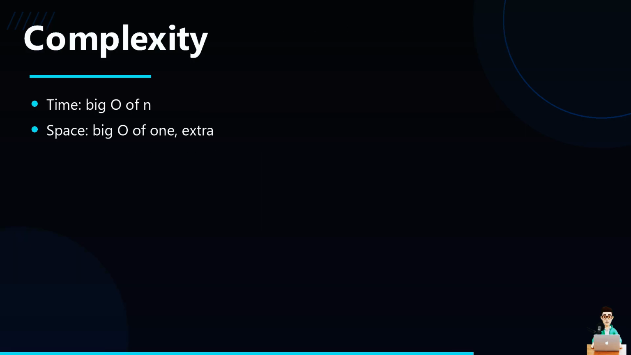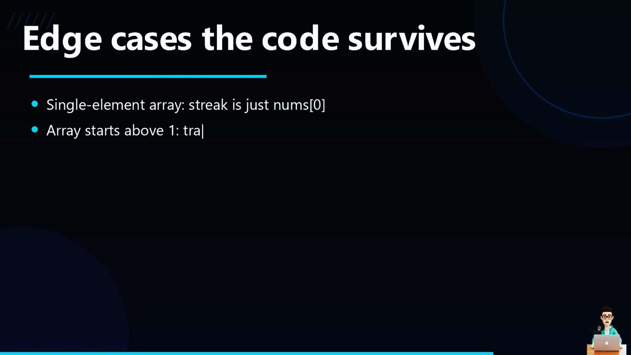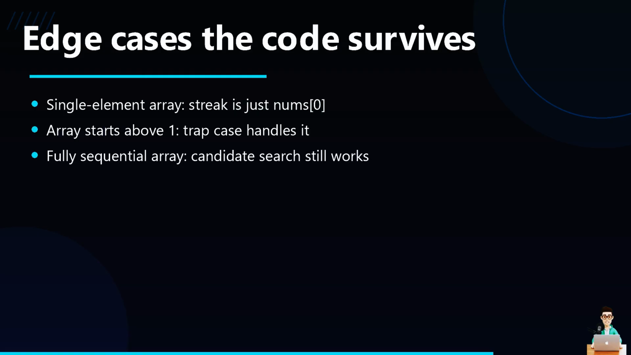Time is big O of n. We touch each number a small constant number of times. Space is big O of 1 beyond the input. We're not building anything extra. A single number array just uses that number as the streak. An array starting above 1 hits our trap case. And a fully sequential array still correctly searches upward from the sum.